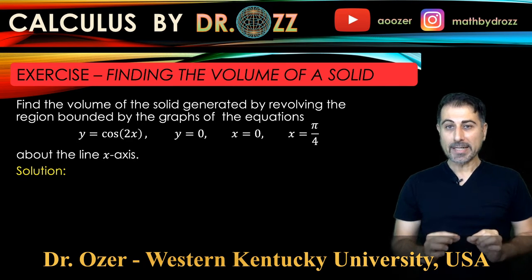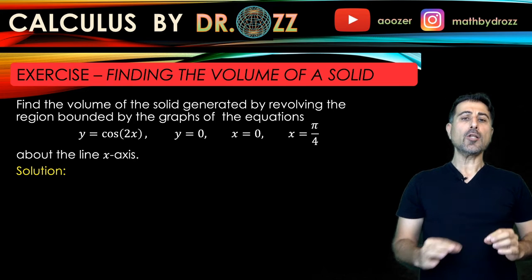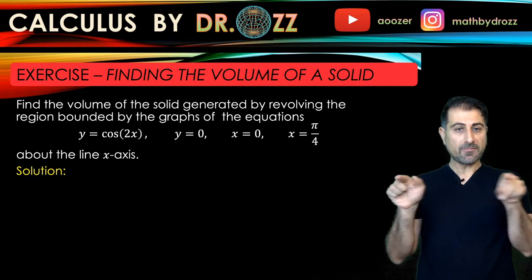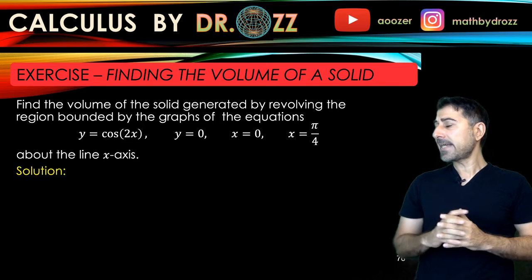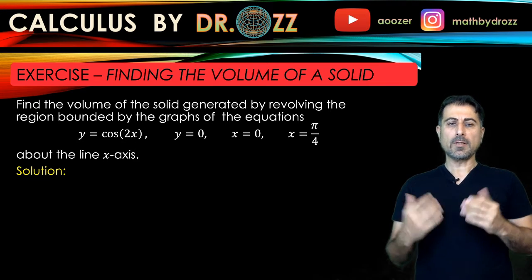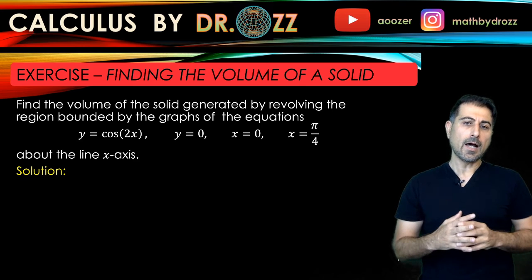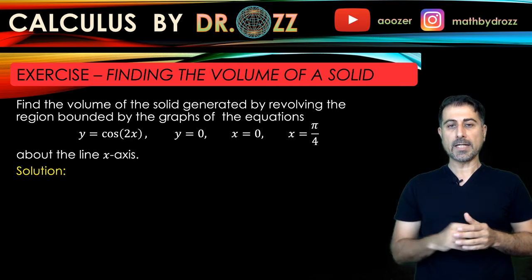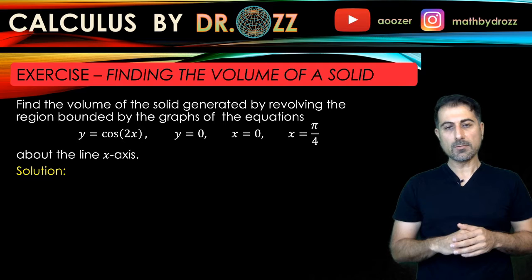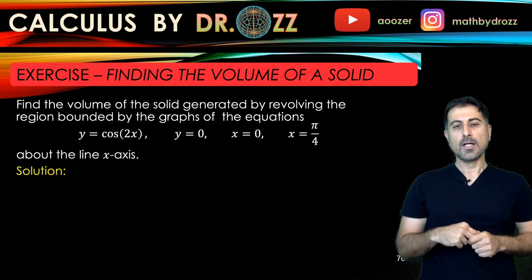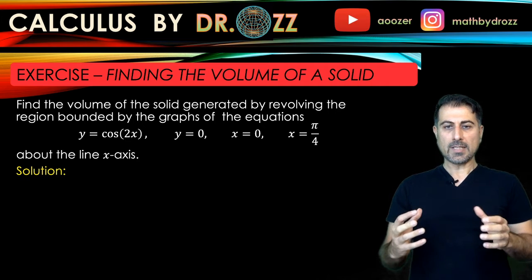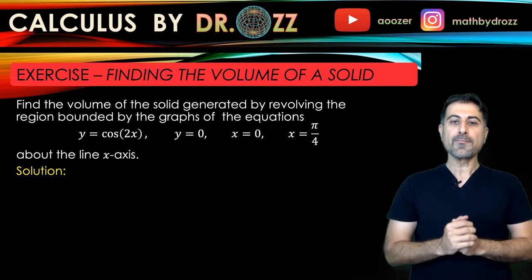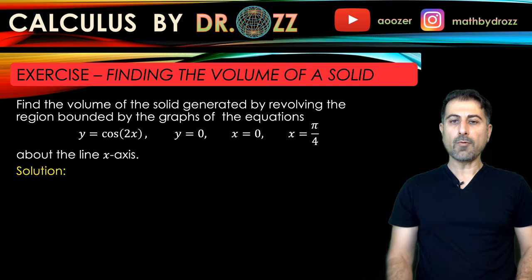Today we're going to go over an exercise where we find the volume of a solid generated by revolving the region bounded by four equations, as you see, about the x-axis. I picked this example because we have a trigonometric function involved in the region, cosine 2x, and we also have y equals 0, x equals 0, which are the x and y axes, and x equals pi over 4, that's the vertical line. This is a good example for you to practice integrating a cosine-related integrand.